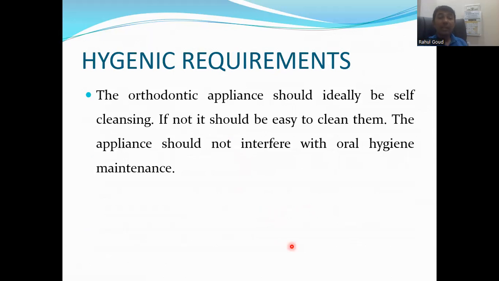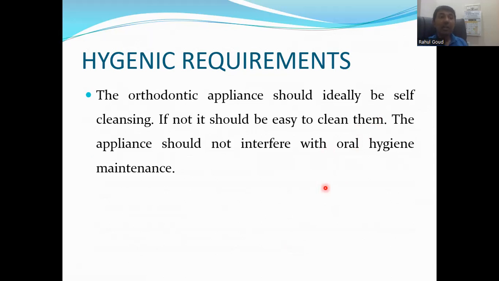Now coming to the hygienic requirements. The orthodontic appliance should ideally be self-cleansing. If not, it should be easy to clean them. The appliance should not interfere with oral hygiene maintenance. That is, the appliance should be self-cleansing.